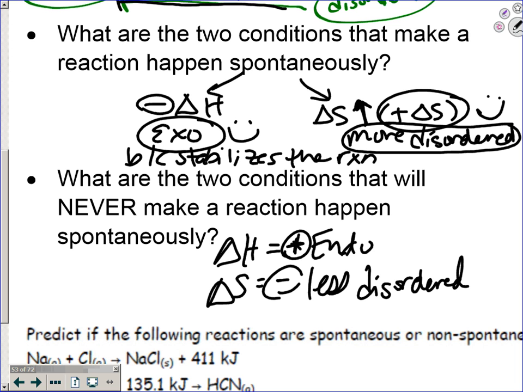Okay, so these are two bad things. The reaction will never occur spontaneously if these both happen together. These are two good things, and if these two conditions happen, the reaction will happen spontaneously. If you have a combination of the two, it depends on the temperature of the reaction, and that's a little bit above our pay grade right now, so we're going to stick with these. Okay.